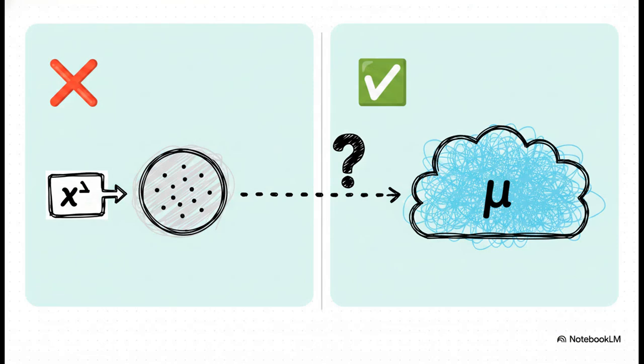Trap number 1, and we've hit this before, but it's worth repeating. Confusing the population with the sample. We saw this in question 11. The null hypothesis is always about the population mean mu. It is never about the sample mean x bar. Remember, we use the sample we can see to make an educated guess about the population we can't see.